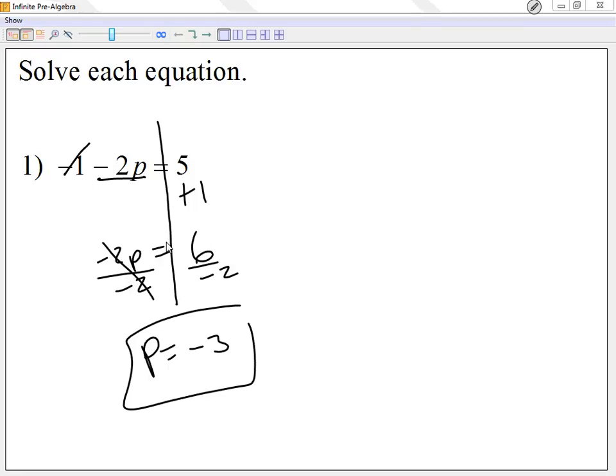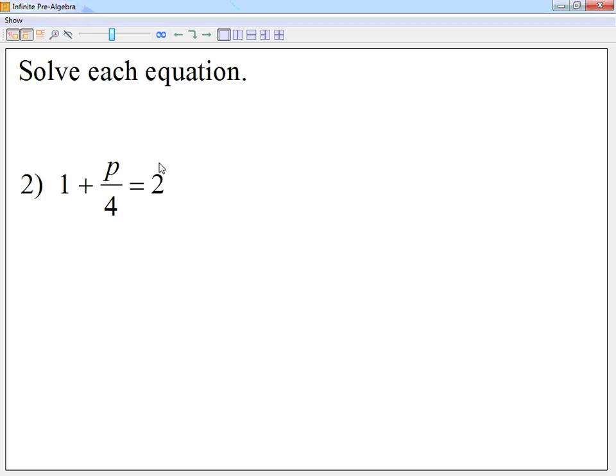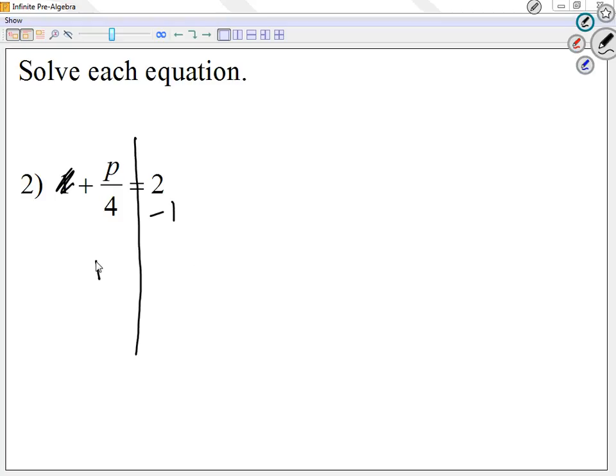Which one? Number 2. Okay. Looking at number 2, separating at the equal sign, my positive 1, I'm going to move it to the right. That's a negative 1. Switch the sign. So I have that p over 4 is equal to 1, because 2 minus 1 gave me 1. So p over 4 is equal to 1.